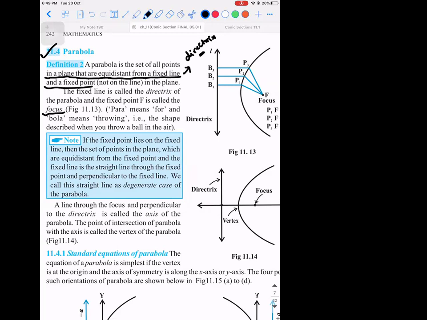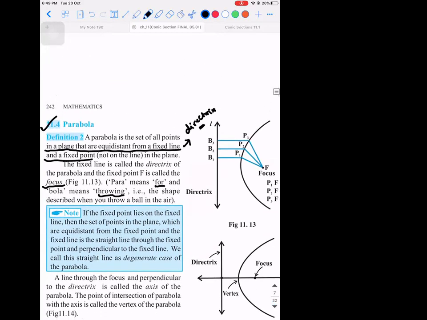So here it is given: para means for and bola means throwing. That is the shape that you obtain when you throw a ball in the air. If you physics students who are here will recollect, when you project a ball at an angle theta with respect to horizontal, the ball will travel in this kind of a path. There also you would have proved that it is a parabola. That is the place from where this name is actually derived.